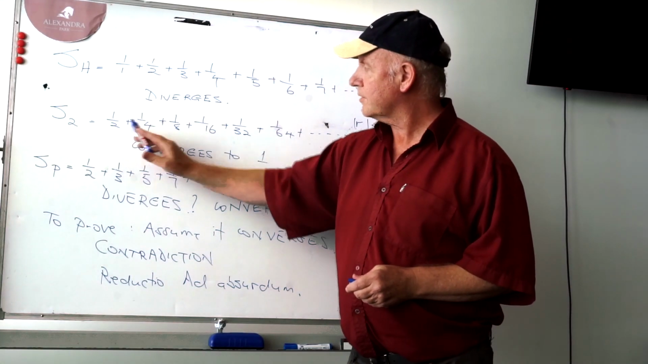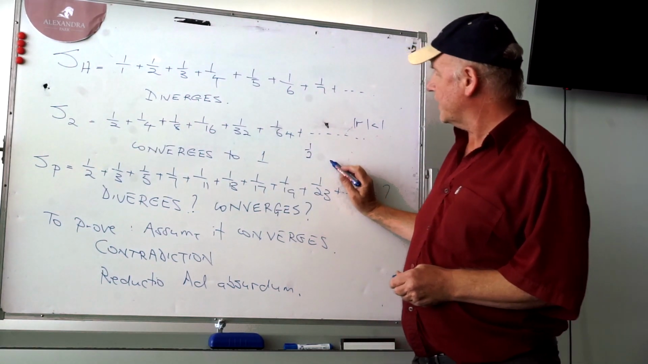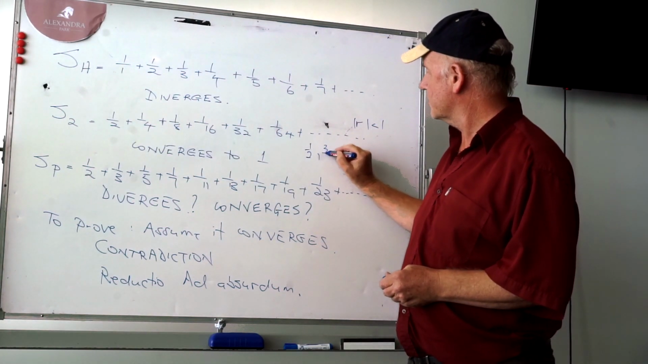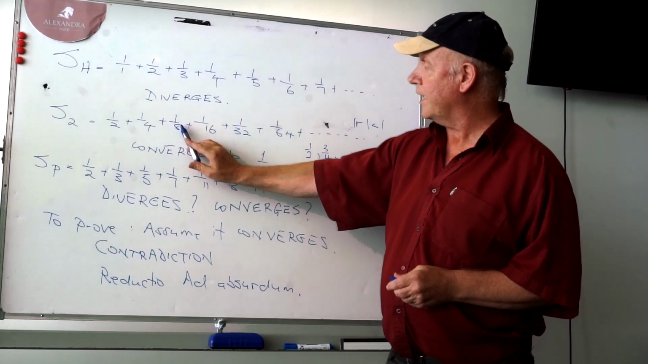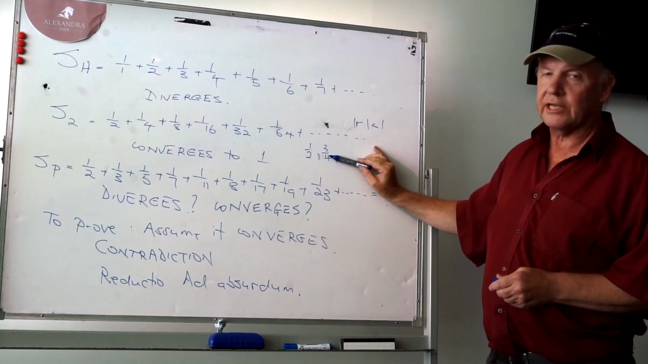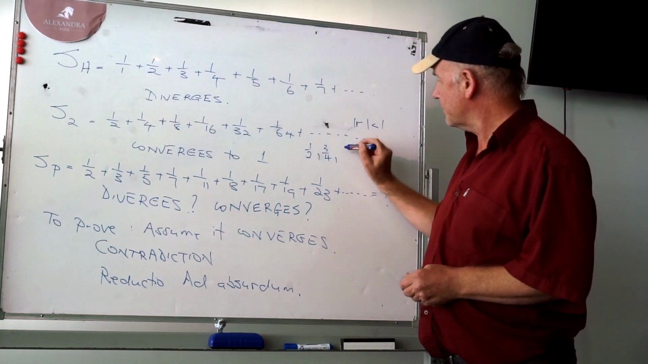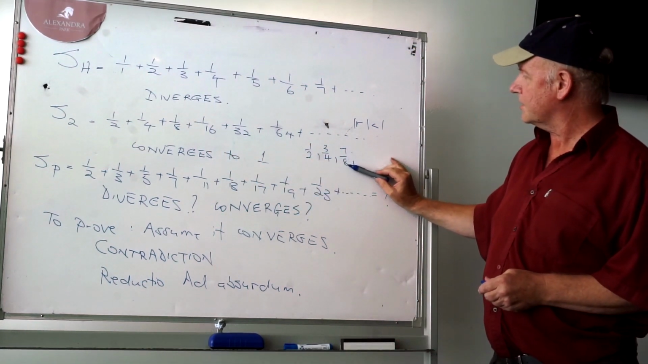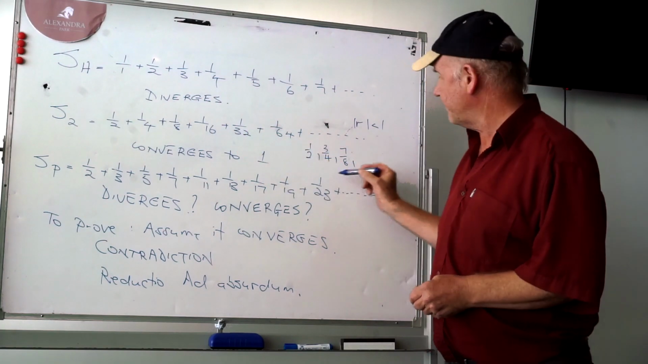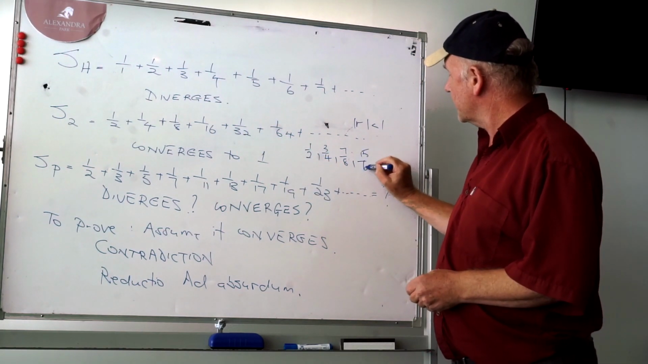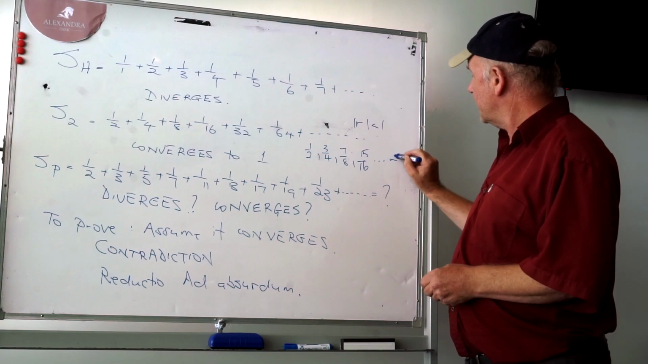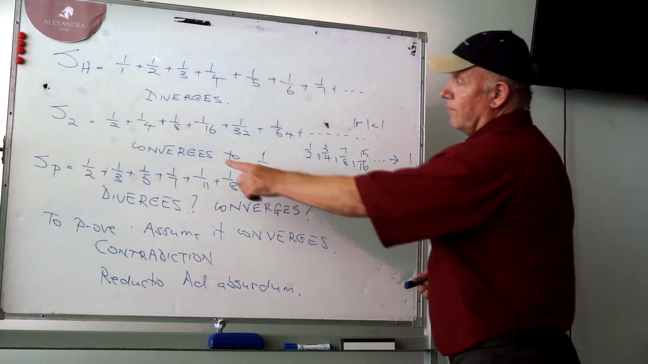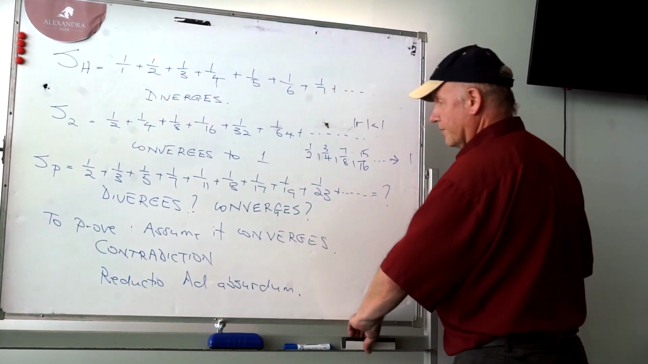If you add the first term, you get a half. If you add the first 2 terms, you get a half plus a quarter, which is 3/4. If you then add 1/8, you've got 6/8 plus 1/8, 7/8, plus a 16th, that's 14/16 plus 1/16, 15/16. You can see that this tends towards 1. So 1 is said to be the limit. It converges to 1.